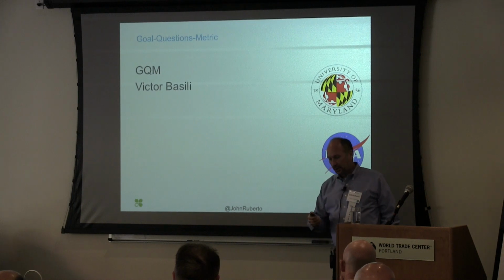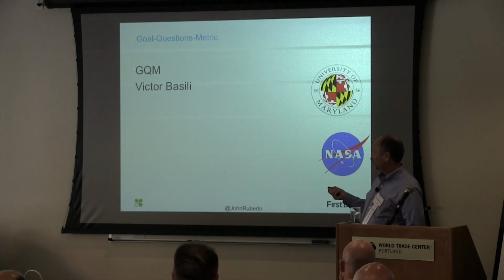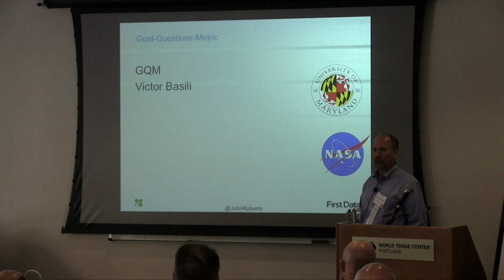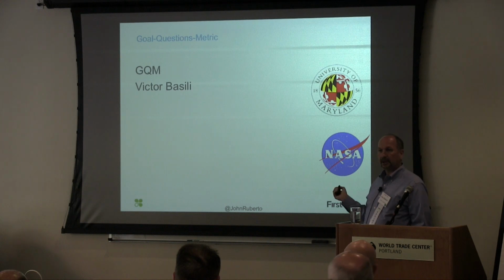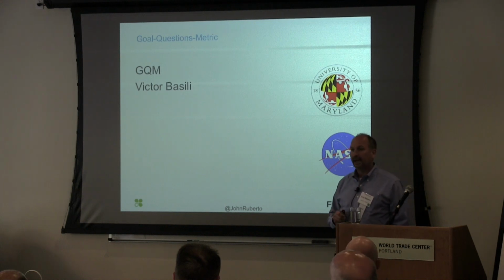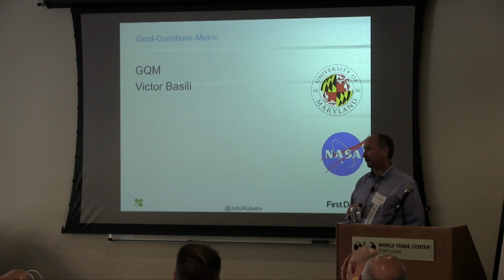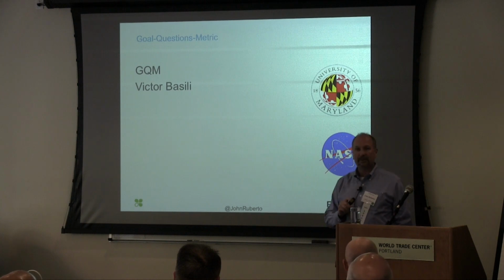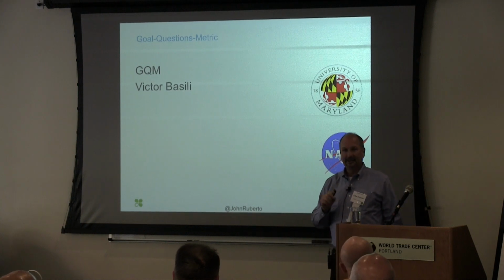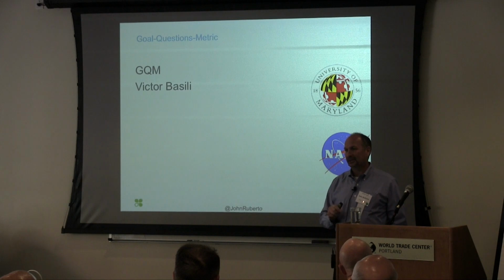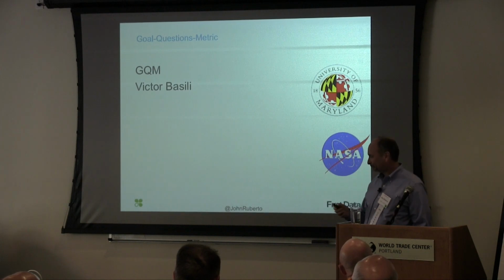Now GQM, or initialized GQM, goal, question, metric, was created by Victor Basili from the University of Maryland, and he was also doing this work with NASA, so you know it's really good if it came from NASA. But we learned something today about NASA, didn't we? It's all about math and meetings about math.